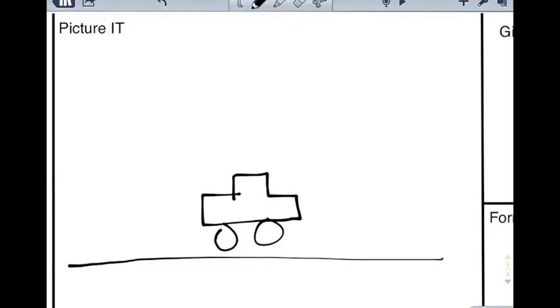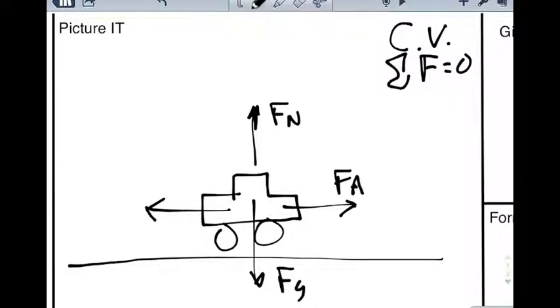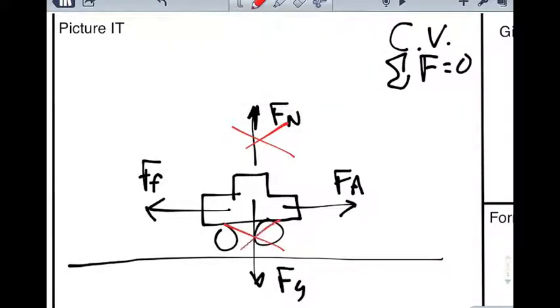The key to this question says that the car is moving down the highway at constant velocity. Remember, at constant velocity, there is no acceleration, and therefore the sum of the forces has to equal 0. We know it travels down a flat highway, so the normal force and the gravitational force cancel each other out. The force applied by the engine and the frictional force caused by the tire and the road have to be equal as well, and they cancel each other out.